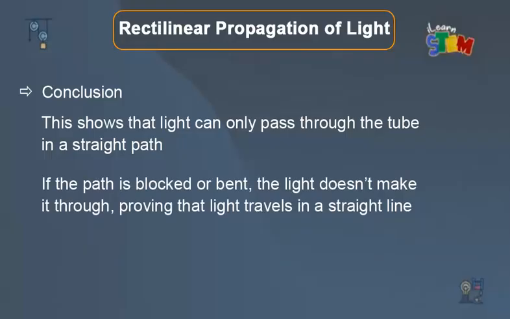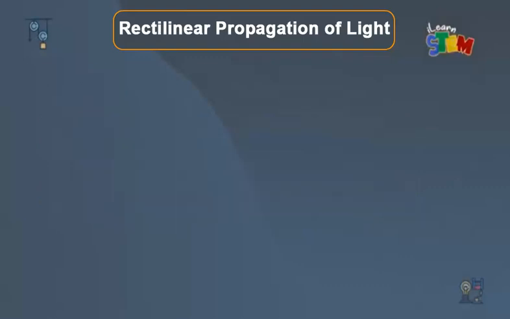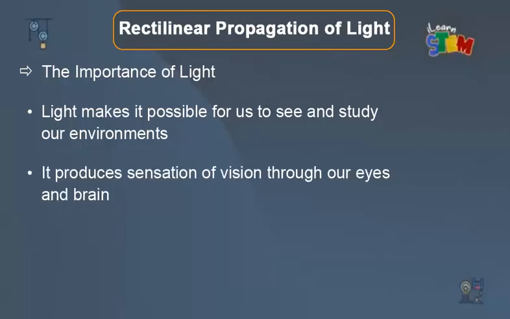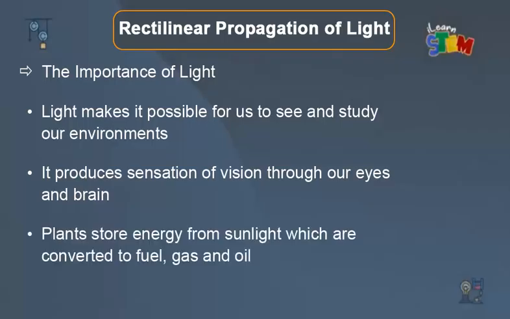If the path is blocked or bent, the light doesn't make it through, proving that light travels in a straight line. The importance of light is numerous in our daily life. Light makes it possible for us to see and study our environments. It produces sensation of vision through our eyes and brain. Plants store energy from sunlight, which is converted to fuel, gas, and oil.